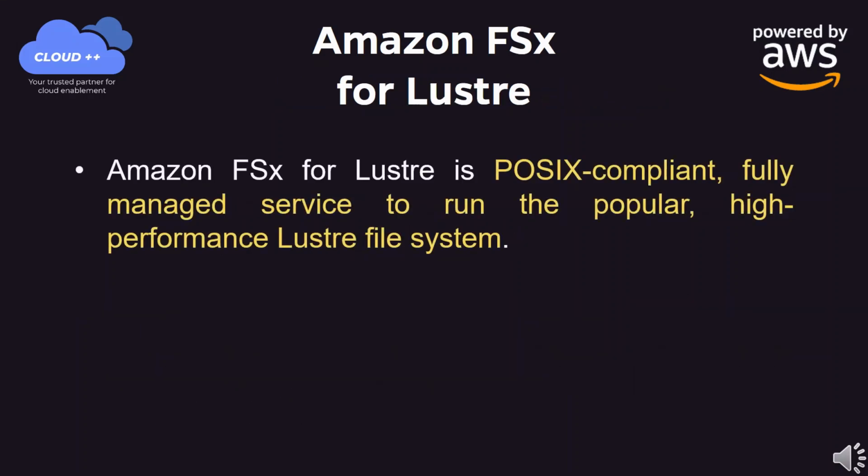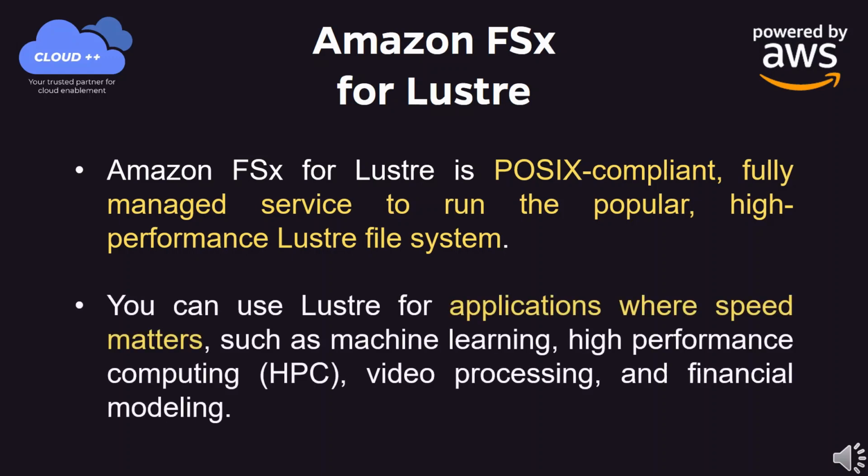Amazon FSx for Lustre is a POSIX-compliant, fully managed service to run the popular, high-performance Lustre file system. You can use it for applications where speed matters, such as machine learning, high-performance computing, video processing, and financial modeling.